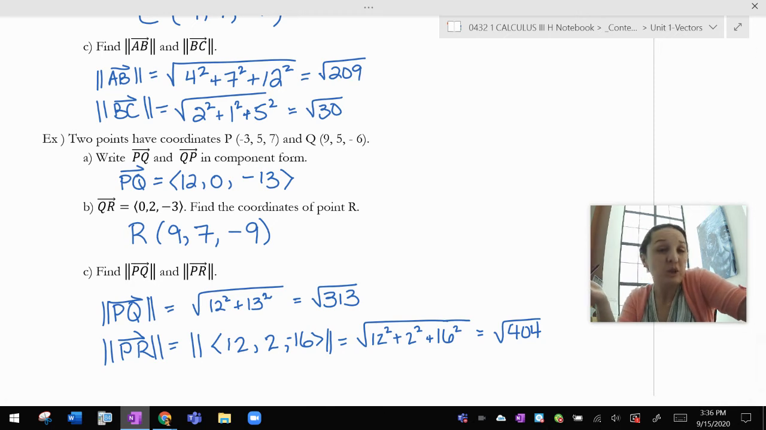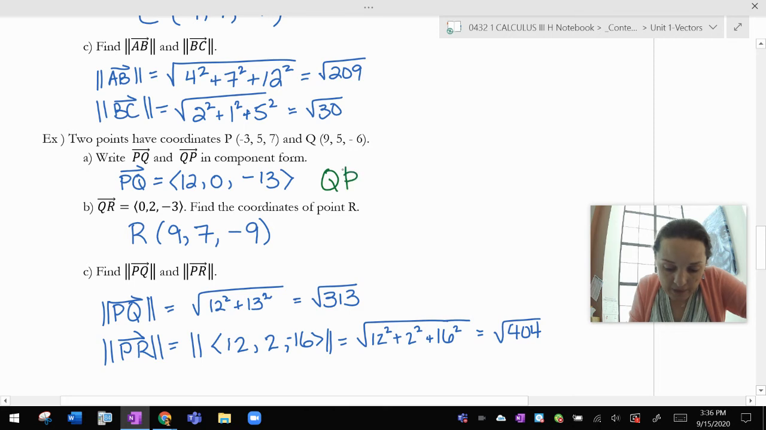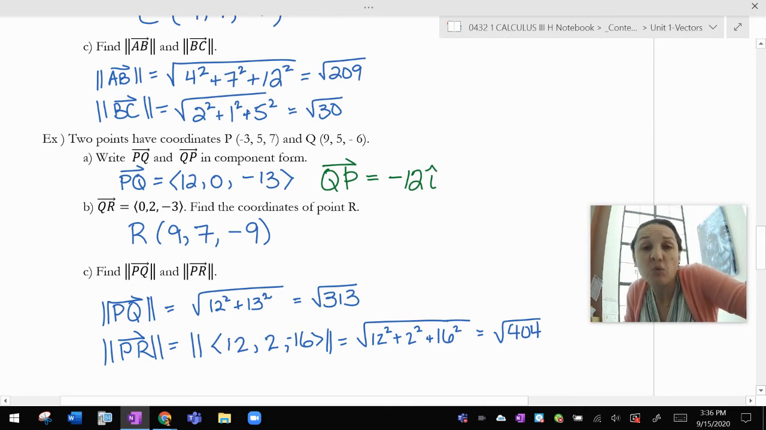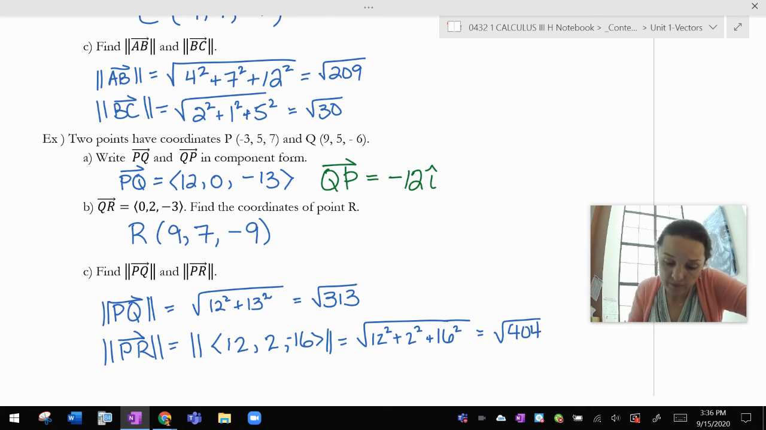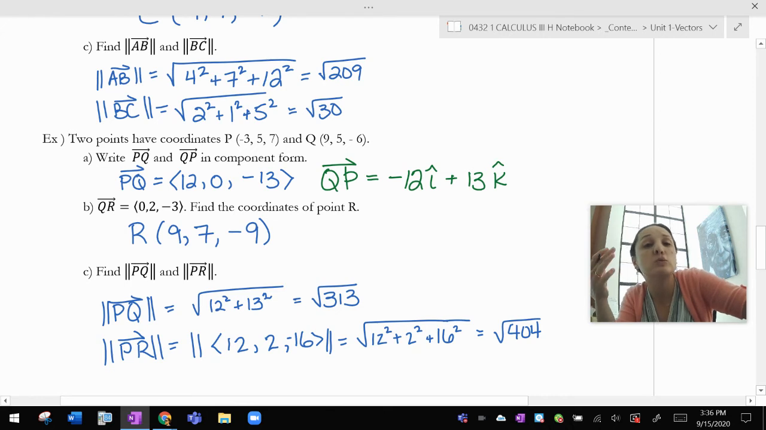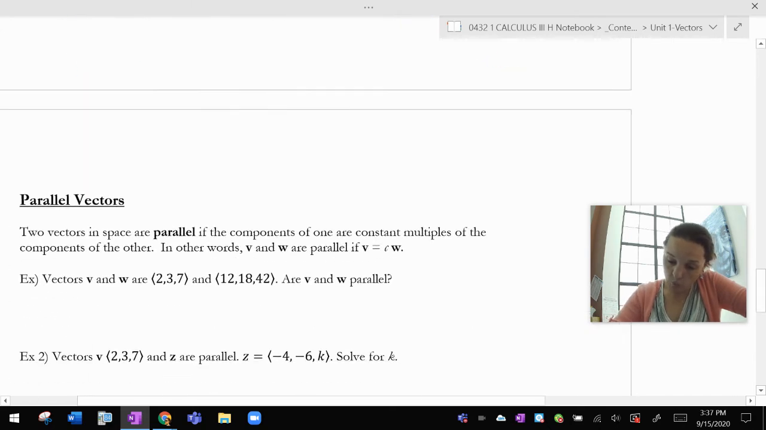One of the things that I wish this said, I'm going to go back and do right now in another color, is I asked for PQ and QP in component form. So I'm going to write PQ in component form, but I'm going to write QP in standard unit vector form. So that would be negative 12i, 0j. So you know what? If I have 0 j's, I'm not going to write j. And then plus 13k, which is a good illustration of when you see things in standard unit vector form, don't assume that it's just always x, y, z, because if one of the letters is missing, that means one of the components was 0.